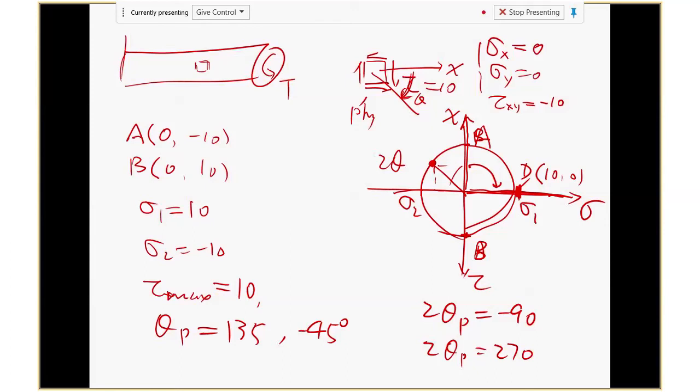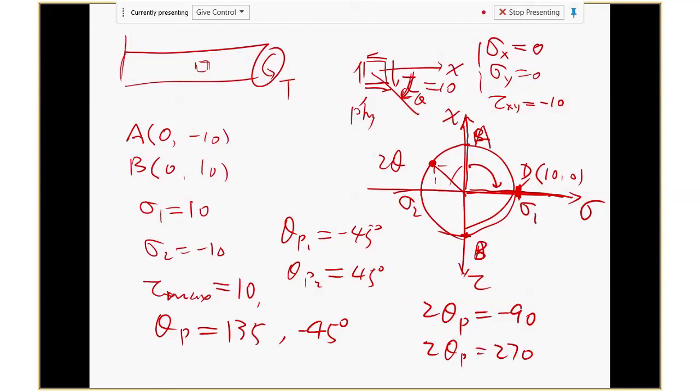If you read the book, we pretty much use the sigma 1 direction as the first principal angle. You can say it this way: theta p, the first one, equals negative 45, and then theta p of the second principal stress equals 45. So there are actually two answers. But if you find one, the other one is 90 degrees apart. So if you can find the one, I'm sure you can find the second one, because they're 90 degrees apart.